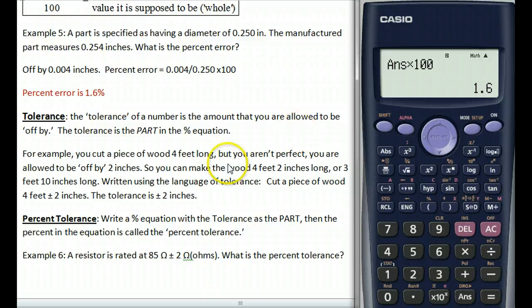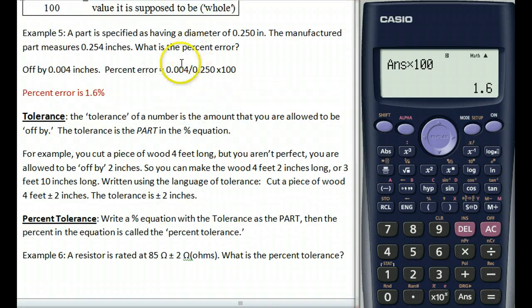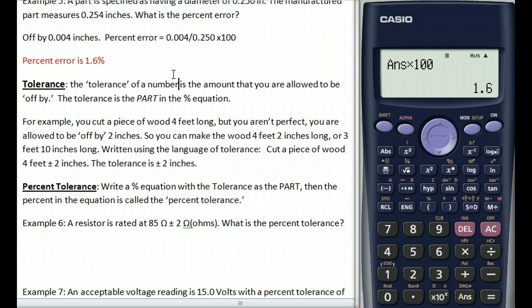So this is similar. I want to know the amount you're allowed to be off by. So if I'm allowed to be off by 1.6%, that means for this previous example that it's okay that it's 0.004 inches too large. So the tolerance says what is okay. So for example, you cut a piece of wood 4 feet long, you aren't perfect, so you're allowed to be off by 2 inches. You can make the wood 2 inches too long, so 4 feet 2 inches, or you can make it 2 inches too short, which would be 3 feet 10 inches.